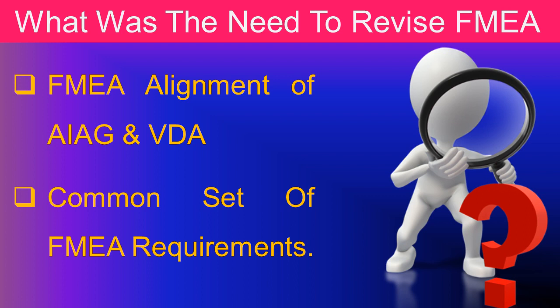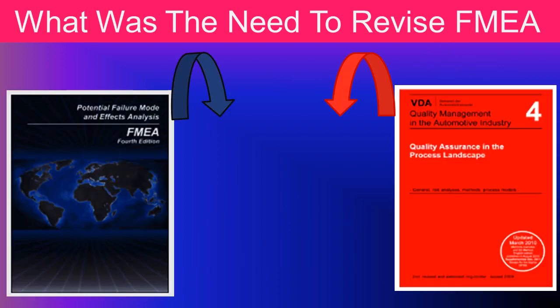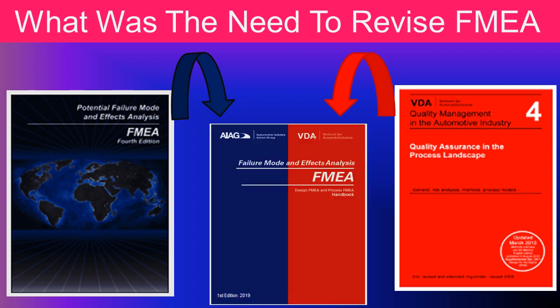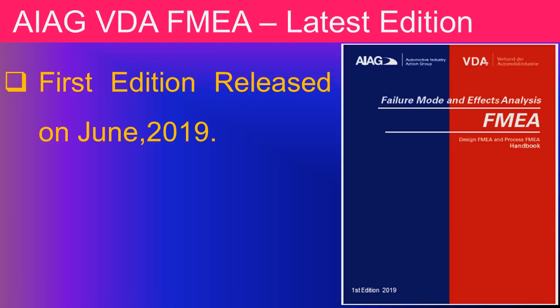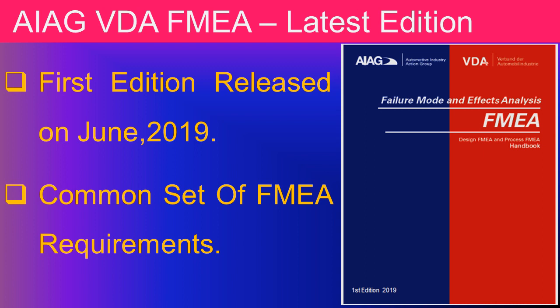To address this issue, both the manuals were reviewed and they made their way for the new VDA FMEA handbook that has shared requirements and expectations with regard to FMEA and enables the supplier to follow a standardized process of FMEA that meets the requirements of both European and North American OEMs and produces a more robust, acceptable and complete FMEA. The first edition of the AIAG VDA FMEA Handbook was released in June 2019 with a common set of FMEA requirements.